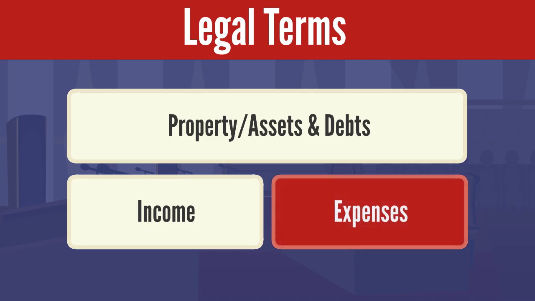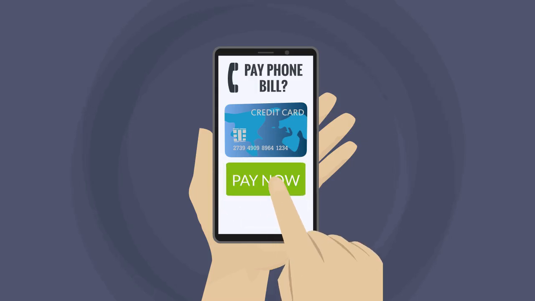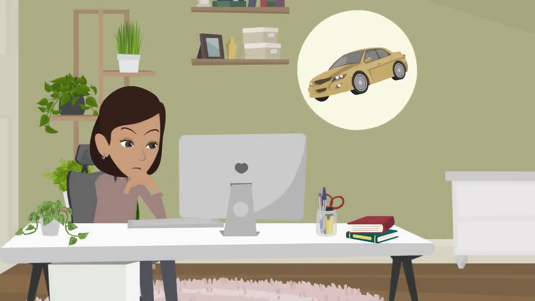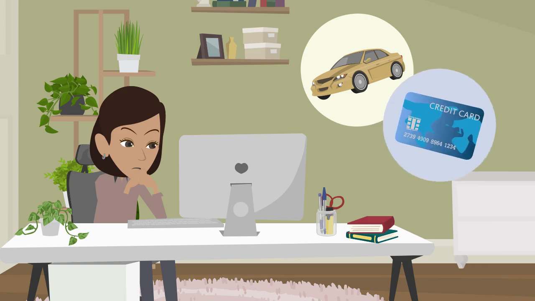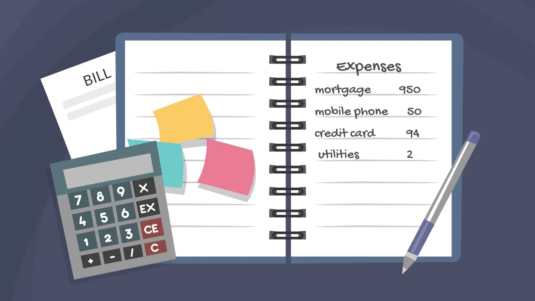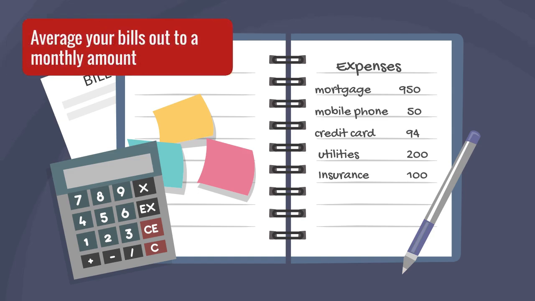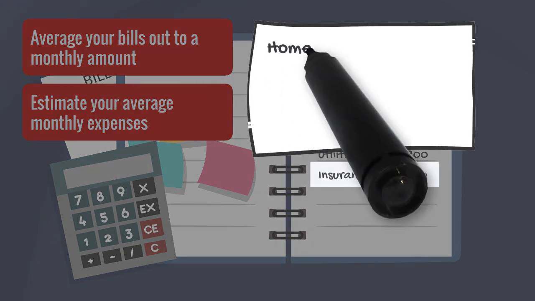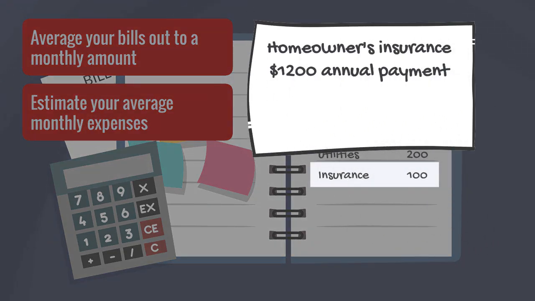Expenses are your ongoing bills that you pay each month. For example, these can include monthly installment payments like car payments, credit cards, and loans. Since some expenses are not incurred each month, you will have to average them out to a monthly amount to complete the disclosure forms and estimate your average monthly expenses. For example, if you have homeowner's insurance that you pay $1,200 once a year, the monthly expense would be $100 per month.